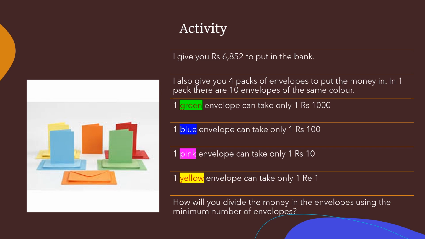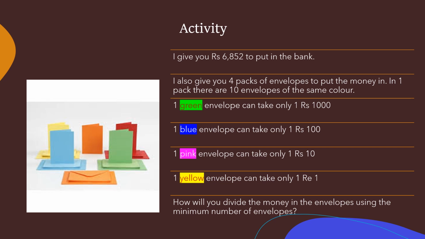I give you rupees 6,852 to put in the bank. I also give you 4 packs of envelopes to put the money in. In one pack, there are 10 envelopes of the same color. But one green envelope can take only rupees 1,000. One blue envelope can take only rupees 100. One pink envelope can take only rupees 10. And one yellow envelope can take only rupee 1.